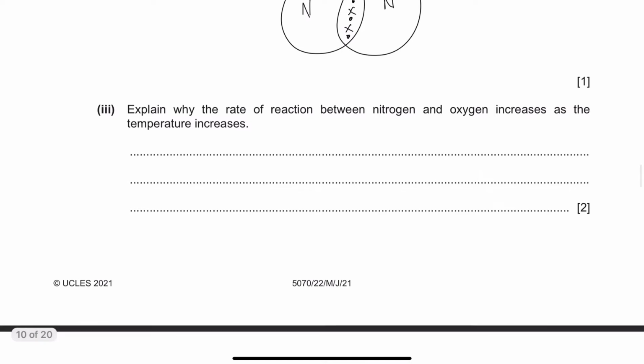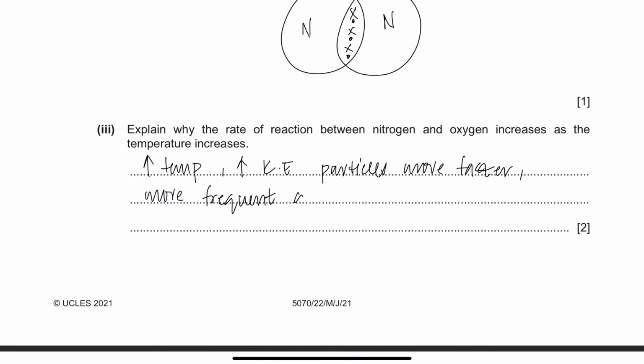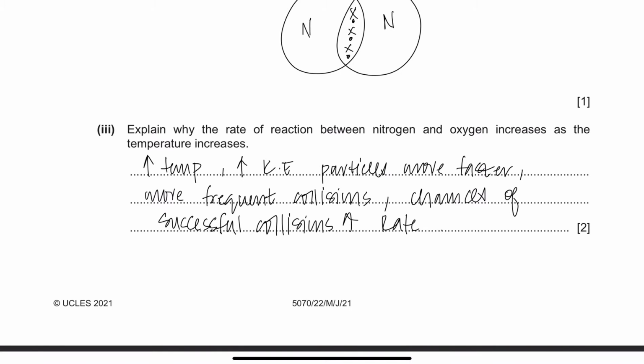Now explain why the rate of reaction between nitrogen and oxygen increases as the temperature increases. So what will happen? Increase in temperature results in an increase in kinetic energy. Particles move faster, and therefore there are more frequent collisions, and therefore if there are more frequent collisions, chances of successful collisions increases, and therefore rate increases. That's it. We've done this like a bazillion times, guys.